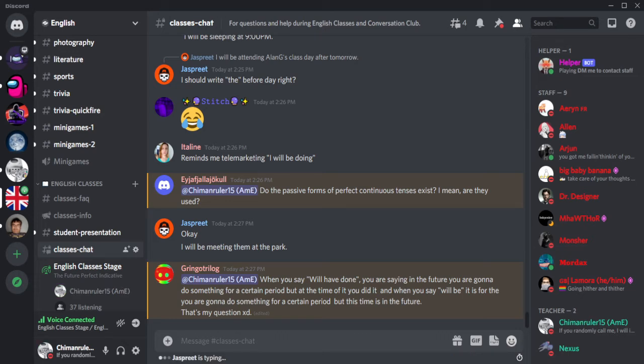Okay. Do the passive forms exist? Perfect continuous tenses exist? I mean, are they used? Yes, but not much. Which is why I really wish I had chosen a different verb. I could have used any other verb, but I chose "to be" for some reason. But no, they're used, but not very often.